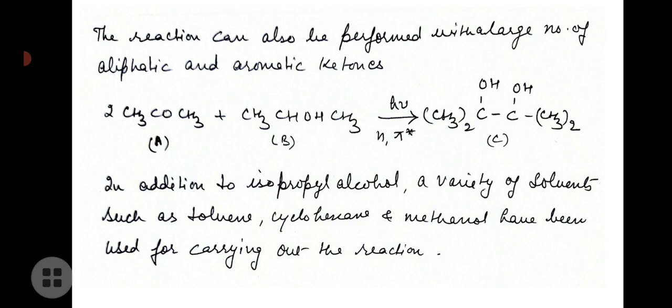One such example is shown here: acetone reacts with isopropyl alcohol in the presence of light, and a diol is formed. In addition to isopropyl alcohol, a variety of solvents such as toluene, cyclohexane, methanol, etc. have been used for carrying out the reaction.